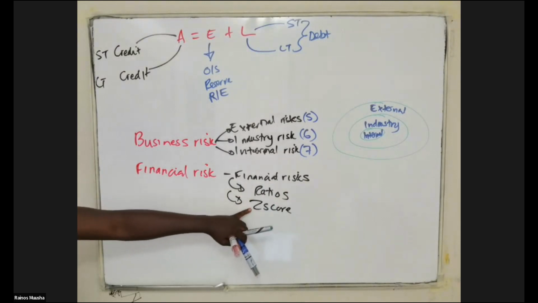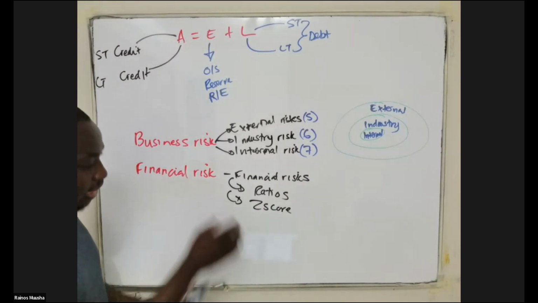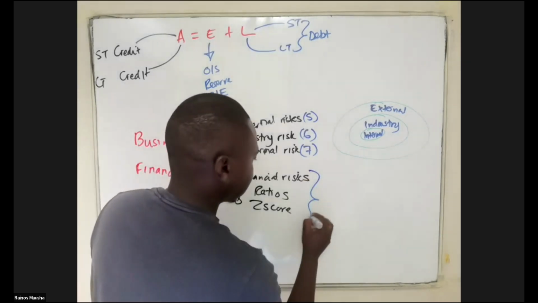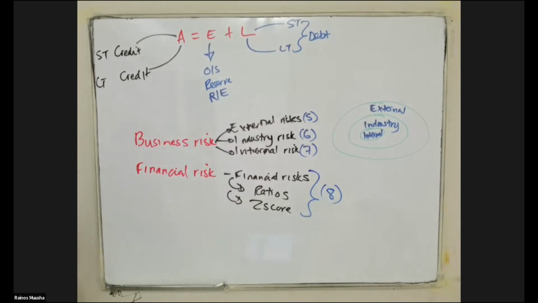And you also need to do the calculation and interpretation of the what? Of the Z scores, to say how do you determine the probability of bankruptcy? So does the company have a high risk of bankruptcy or a low risk of bankruptcy? So that's what we're going to be looking at when you look at financial risks. And this is what is going to be covered in chapter 8.